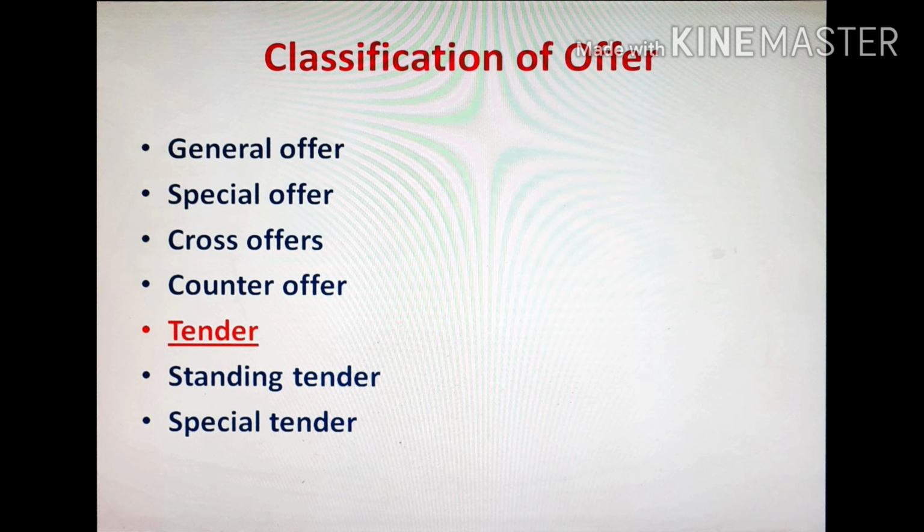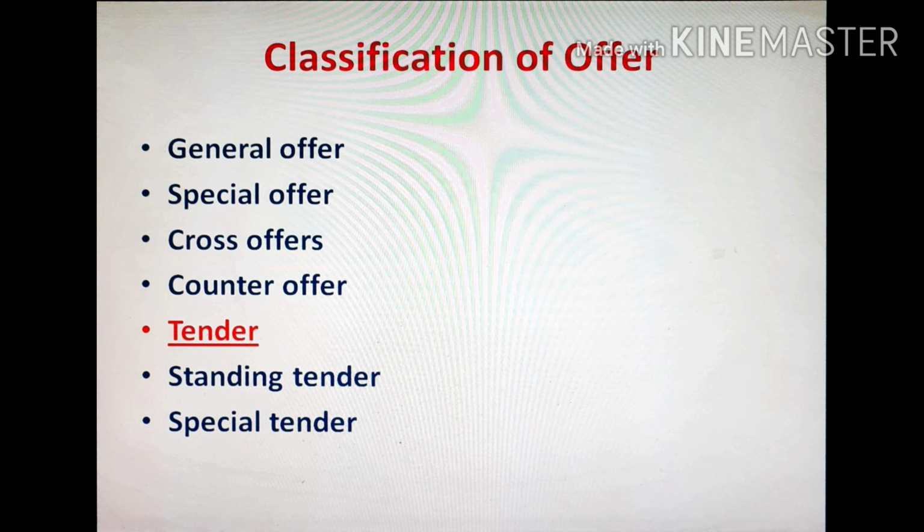offer. Tenders are of two types, standing tender and specific tender. Standing tender is time bound. Let us suppose tender invited for supply of raw material continuously for 1 year. So that is called a standing tender. Special tender, it's for a specific work. Once the work is executed, then contract ceases to exist. That is called a special tender.